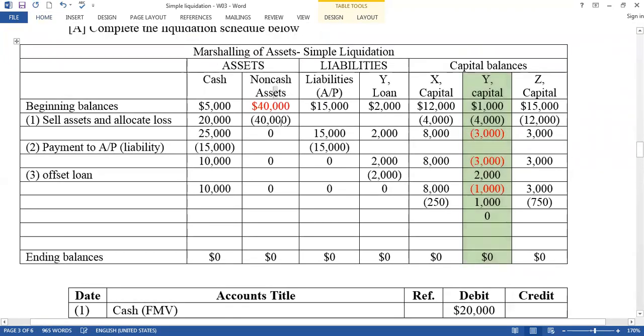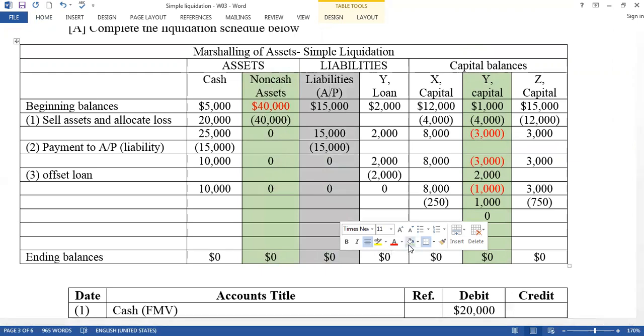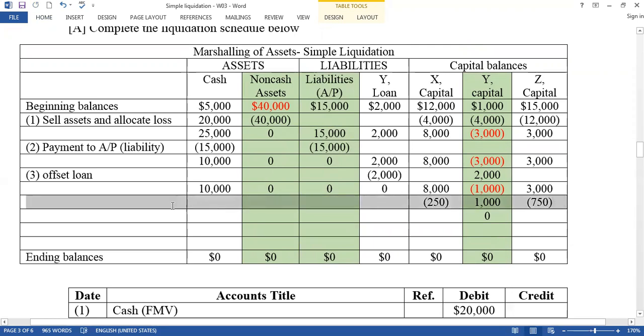Y closed. Our non-cash asset closed, right? Liabilities closed. So we can make a name here, number 4. So the title might be allocation of deficiency. So this deficiency we are going to allocate. Now, what is the new balance?